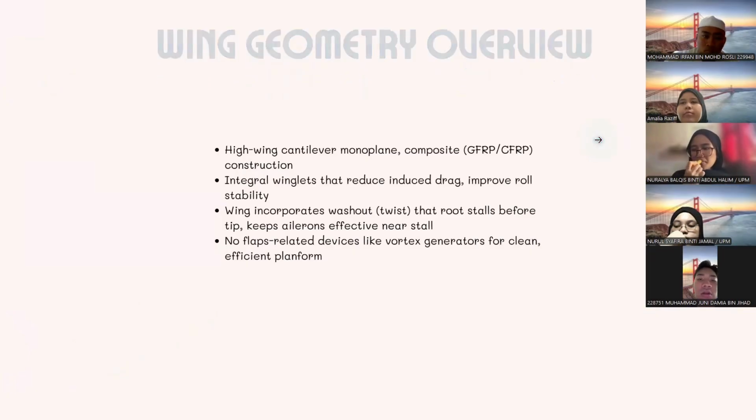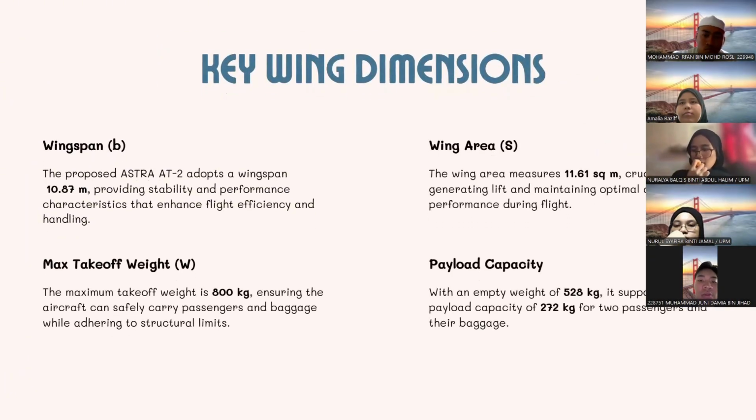Next. So the wingspan is 10.87 meters, wing area is 11.61 square meters, max takeoff weight is 800 kilograms, empty weight is 528, so payload capacity is 272 kilograms, enough for 2 passengers and baggage.